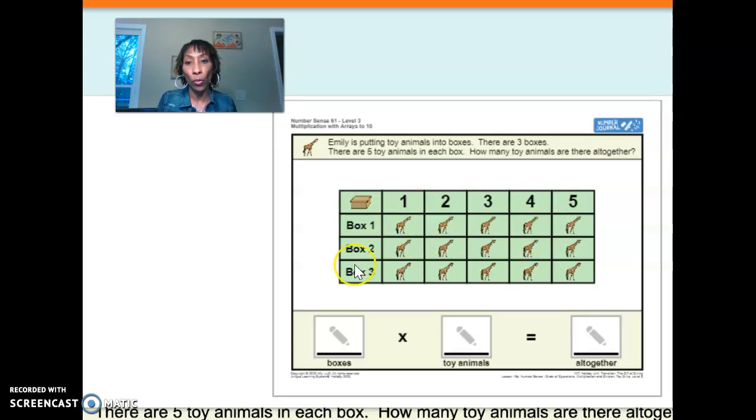Okay, so you have 3 boxes and you have 5 animals, and you have to put those 5 animals in 3 boxes. So how many total animals do you have in all 3 boxes?